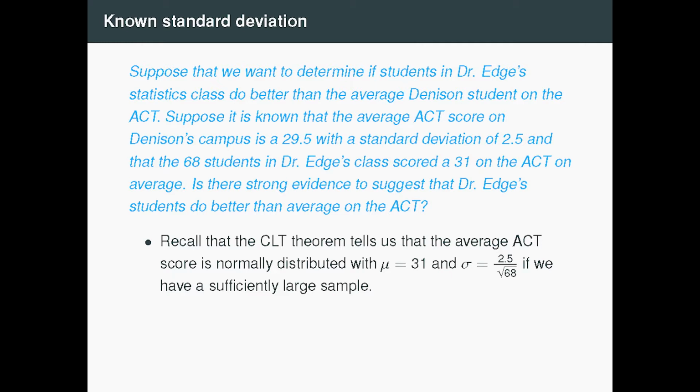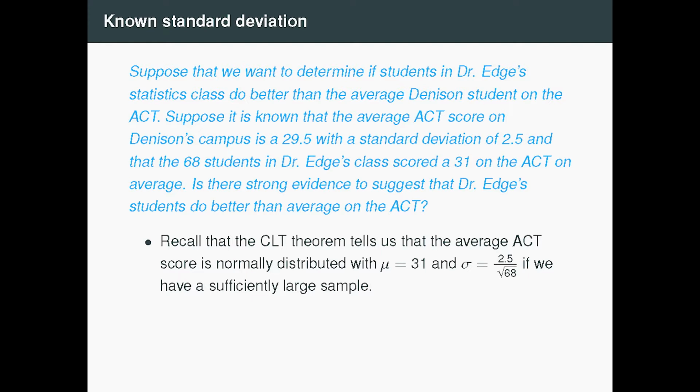Suppose it is known that the average ACT score on Denison's campus is a 29.5 with a standard deviation of 2.5, and that the 68 students in Dr. Edge's class scored a 31 on the ACT on average. So we want to know if there's strong evidence to suggest that Dr. Edge's students do better than average on the ACT.